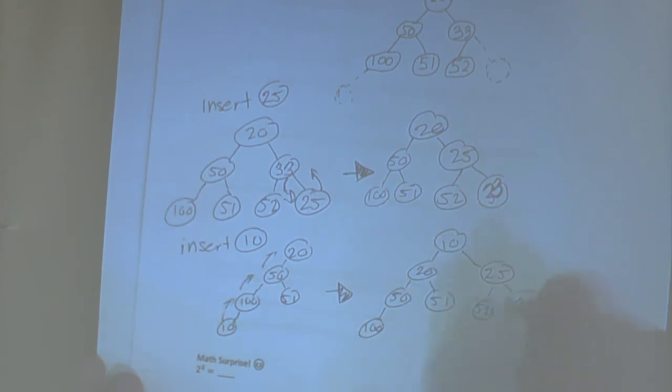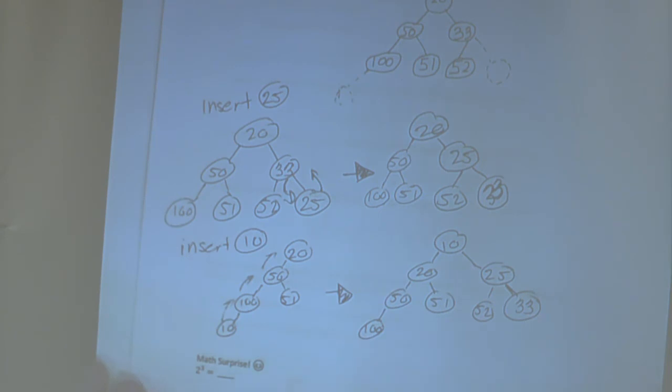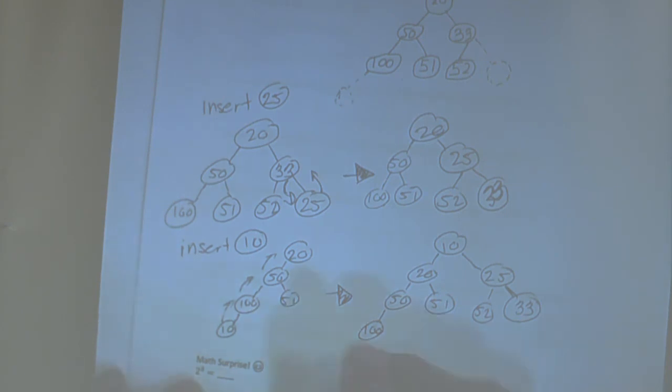And the right subtree is still unchanged. Okay, does that look good, everyone? Okay, so now after inserting 25, 10, we're going to insert 125 and see what that looks like.